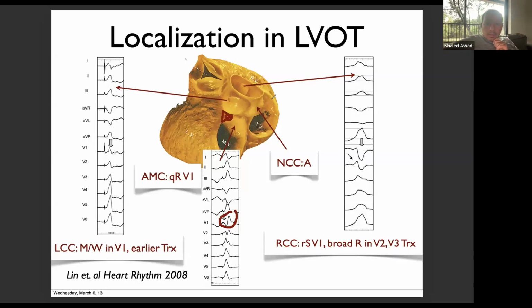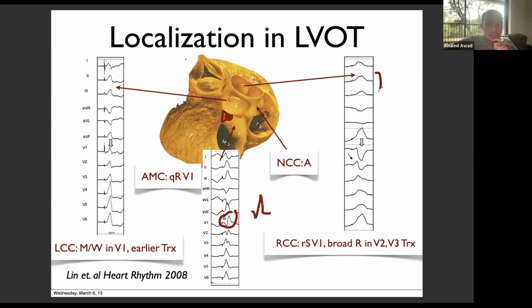And so this is a characteristic morphology. It's a QR pattern, so it looks like this in V1 and is positive in the rest of the precordial leads. The non-coronary cusp is really interesting. You can capture a ventricle in the non-coronary cusp, so it's not just atrium that you capture there.